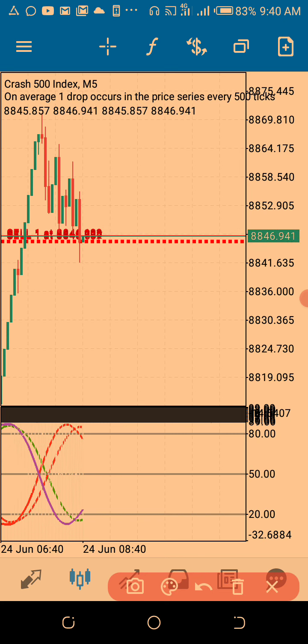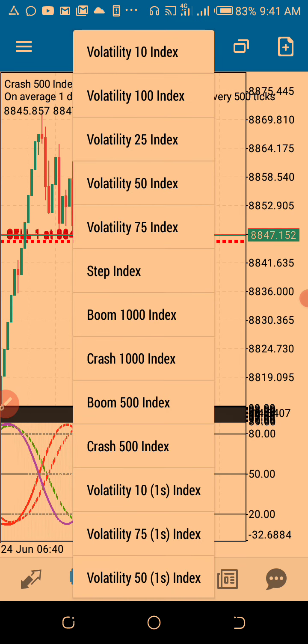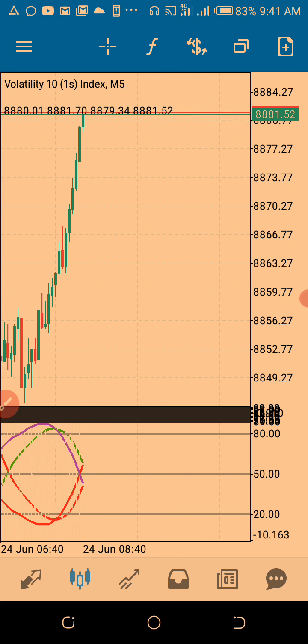I have to go and look for another signal in, how do you call it, volatility. Let us go to volatility. Let us check whether we can see a signal. V10IS. This one has passed already. Oh my God. Now look at this. You can look at this.